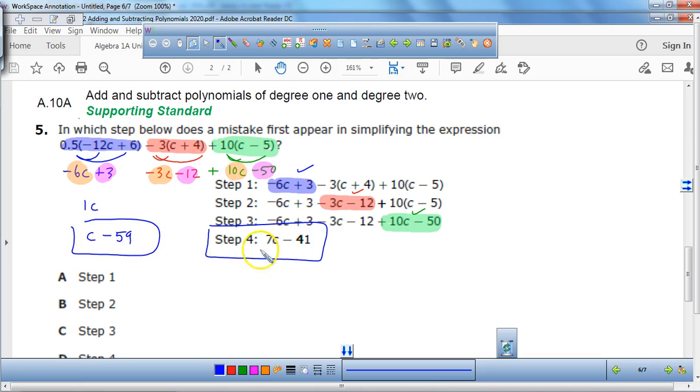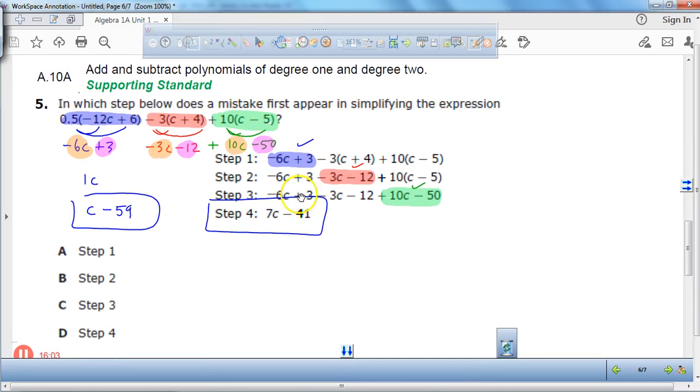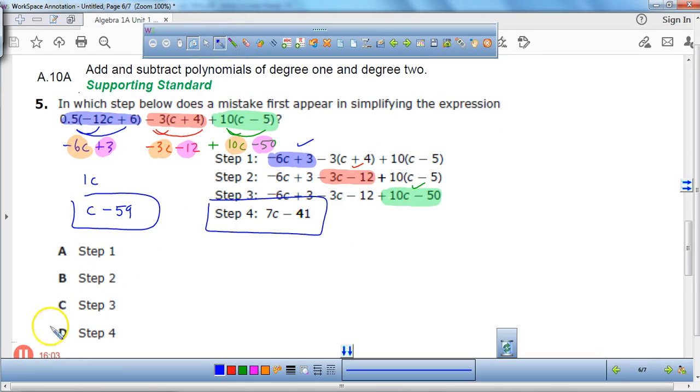So you can see they messed up here. Which step did they mess up on? Which does it first appear they simplify the expression? They messed up on step number 4. They did everything right. They just were not able to combine like terms.